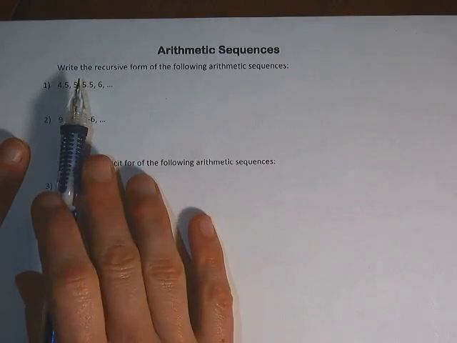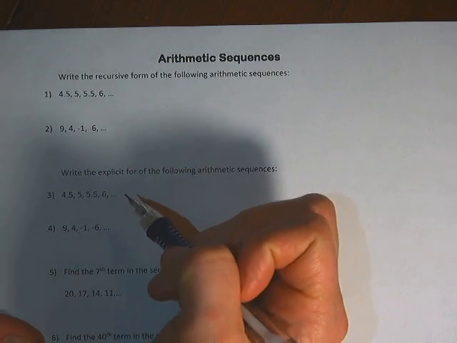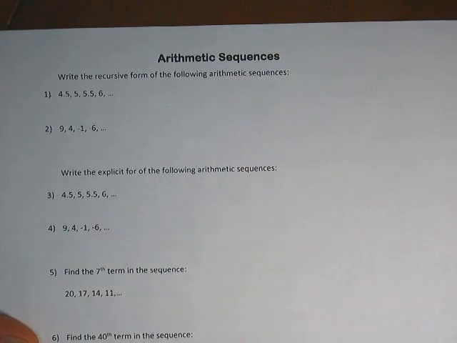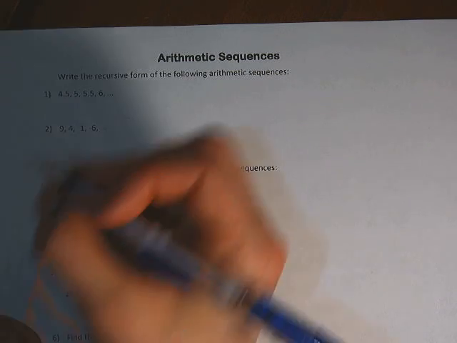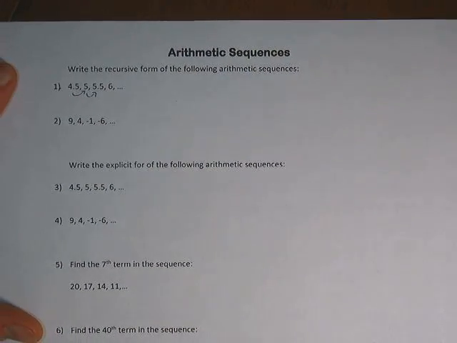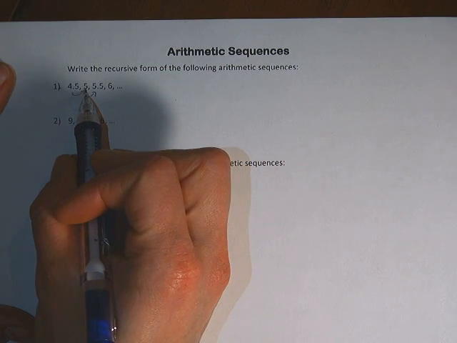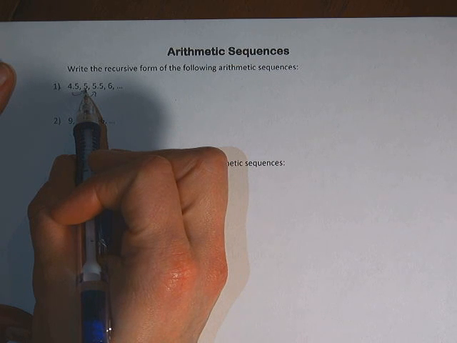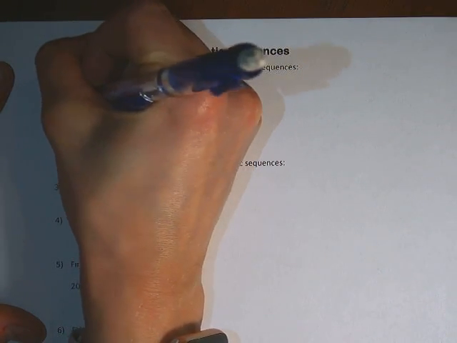All right. So the first thing we're going to practice is how to write the recursive form of an arithmetic sequence. Okay. So recursive form, remember, is what to do to go from one term to the next. So if I am trying to figure out the recursive form, the first thing you need to do is find the pattern. So I'm going to look at my sequence and I'm going to try to find what is the pattern to go from one term to the next. Well, to go from 4.5 to 5, it looks like I'm adding 0.5. To go from 5 to 5.5, I'm adding 0.5. Same thing there. So then my pattern is I'm adding 0.5.